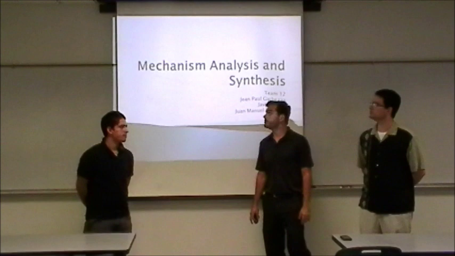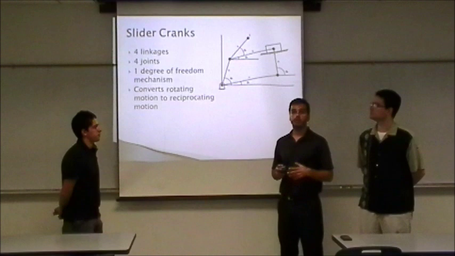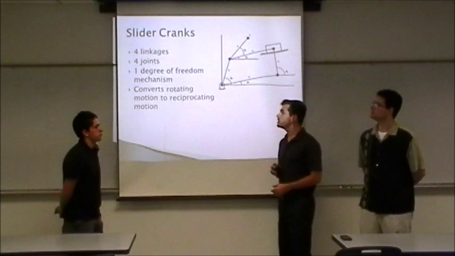We start off with our slider crank, which consists of four links and four joints, some prismatic, some revolute. They're all 1 degree of freedom, which turns into a 1 degree of mobility mechanism. It converts rotating motion to a reciprocating motion, which is a back and forth motion.